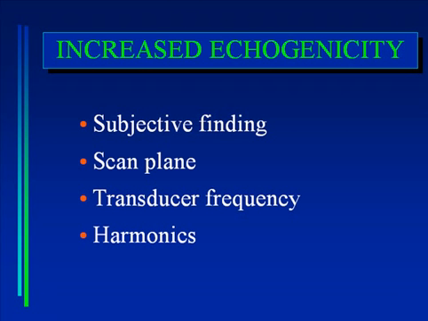Now, increased echogenicity of the bowel is a very subjective finding, although there have been attempts to quantify it. Really, in the final analysis, it's subjective and it varies from observer to observer. It also varies with different scan planes and different transducer frequencies. The higher the transducer frequency used to image, the more likely you'll see echogenic bowel, as well as with the presence of harmonic imaging and other post-processing sequences as well. In fact, anything that pretty much increases contrast will tend to make the bowel look more echogenic.